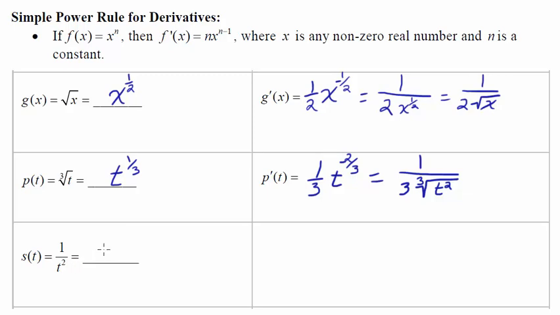Okay, if I want to take the derivative of 1 over t squared, first I can rewrite this as t to the negative 2. Okay, now I'm ready to take the derivative. Now I'm going to call this s prime of t. I'm going to bring my negative 2 down. t to the negative 3, because I subtracted 1 from that power, which is equivalent to negative 2 over t to the 3rd.